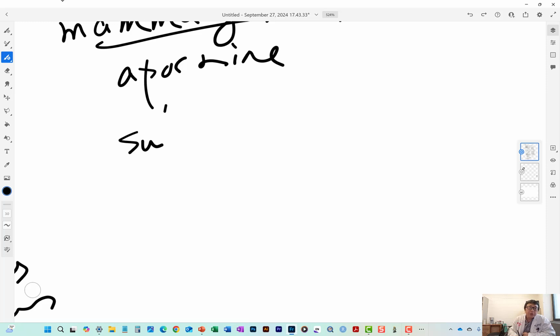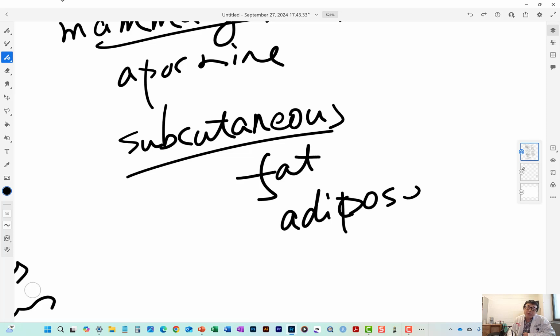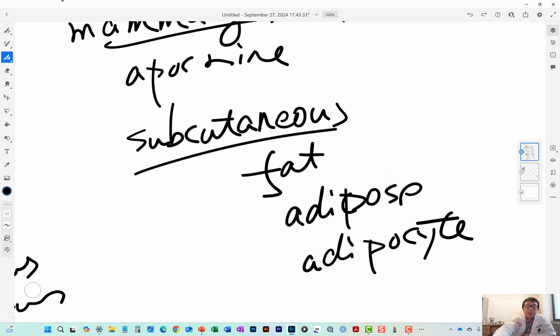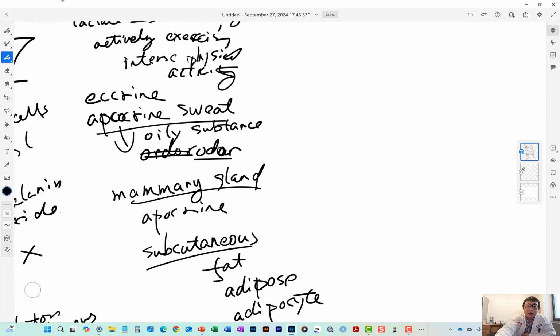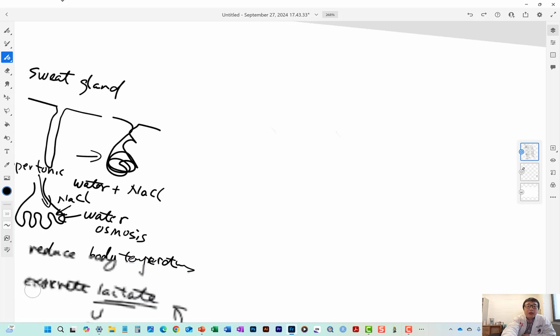In the subcutaneous space, the majority is made of fat tissue, or adipose tissue. And those cells we call adipocytes. In most adult human beings, the adipocytes are what we call white adipocytes.